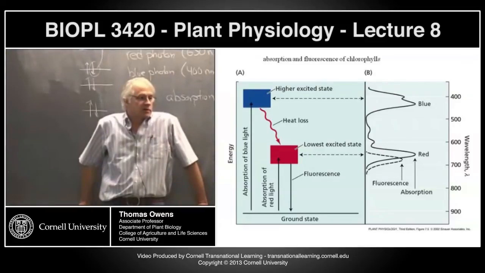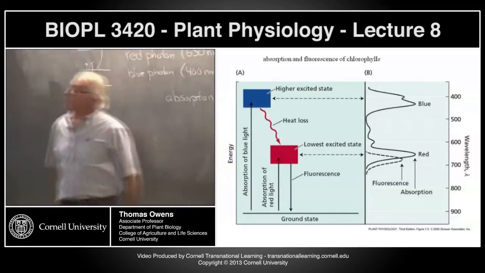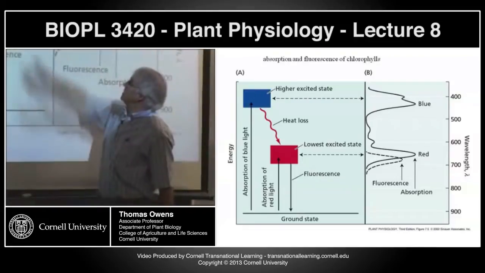what happens with the light between blue and red? Why is the absorption so low?